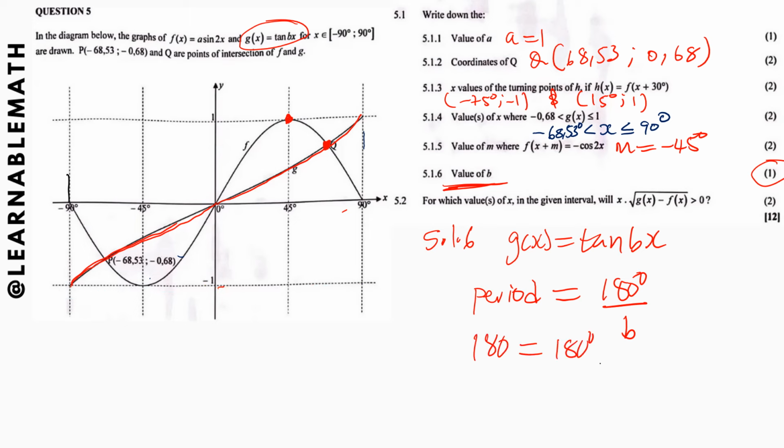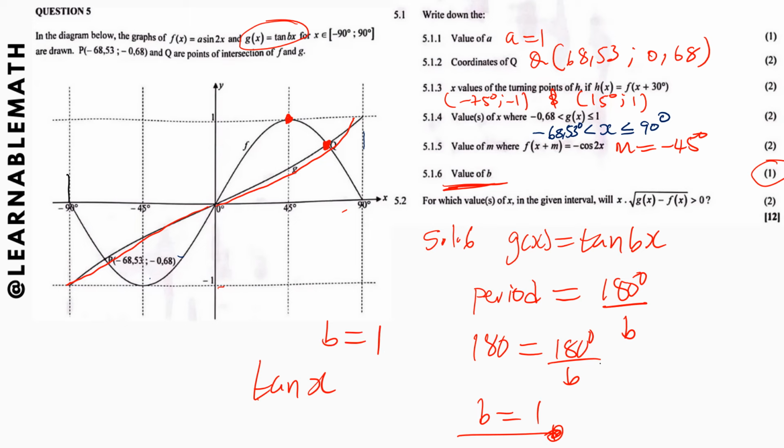Then you can see it's just the normal tan, so b will be equal to 1. Okay, you don't even have to solve, you just have to observe when it completes its full wave. This is the half of the wave, second half of the wave. So it's 90 and 90, so it's the normal tan x graph, right? So it's tan x, meaning that b is 1. Okay, let's move to the last question now.